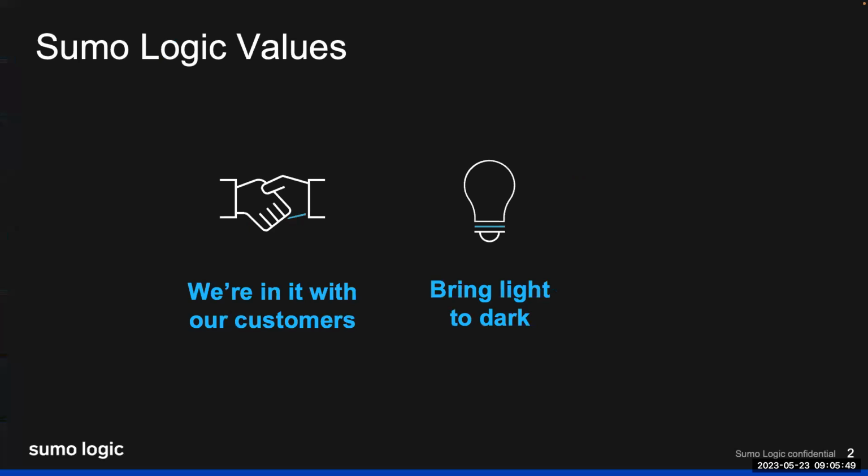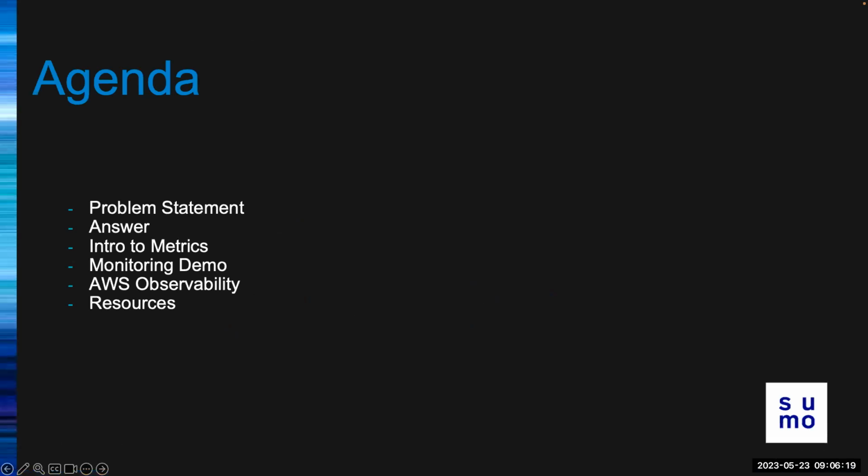So starting with our values of Sumo Logic. We like to think about ourselves as working always in the same team, being in the corner with our customers and bringing light to the dark. With those two values, this results in one of the effects that we value very much, and this is as simple as fix stuff faster. With that in mind, let's move to the agenda for this meeting.